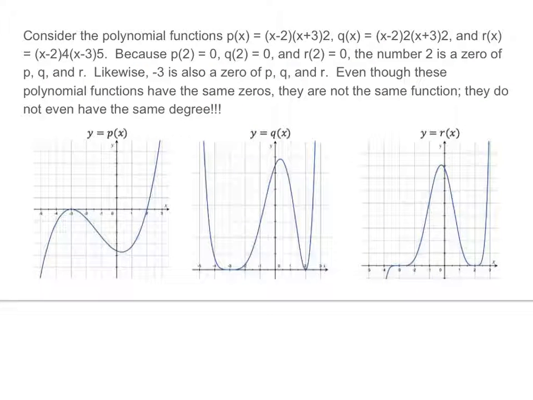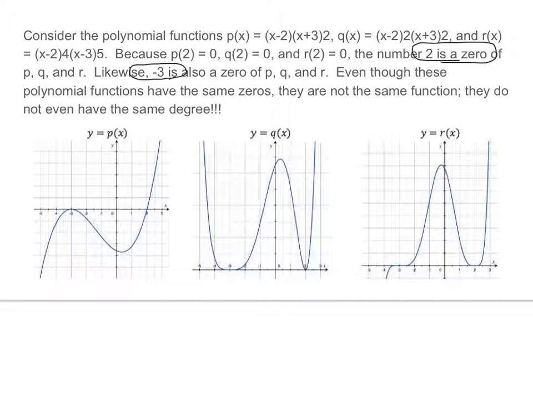So consider the polynomial functions given, p of x, q of x, and r of x. Because p of 2, so you take your equation p of x and evaluate it at 2, equals 0, q of 2 equals 0, and r of 2 equals 0. The number 2 is a 0 of p, q, and r. Okay? Negative 3 is also a 0 of p, q, and r.